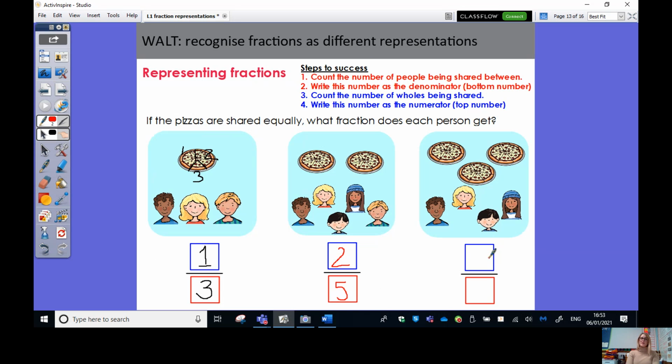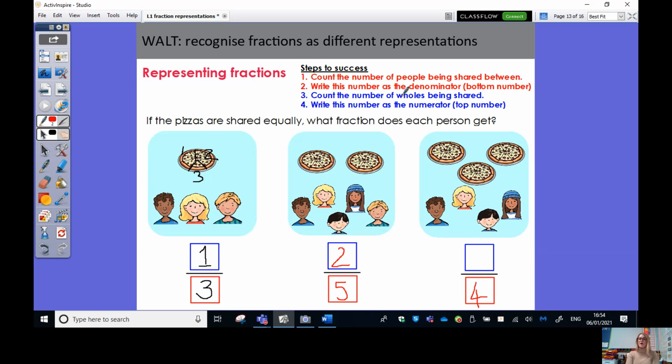So following the steps, having a look at the next one, the first thing you need to do is count the number of people being shared between. So can you count the number of people? And can you tell me where that number needs to go? Is it my numerator or is it my denominator? Having a look at the steps to help you. So hopefully you've counted there are 1, 2, 3, 4 people it's being shared between, and that goes on my denominator. So the 4 goes on the bottom.